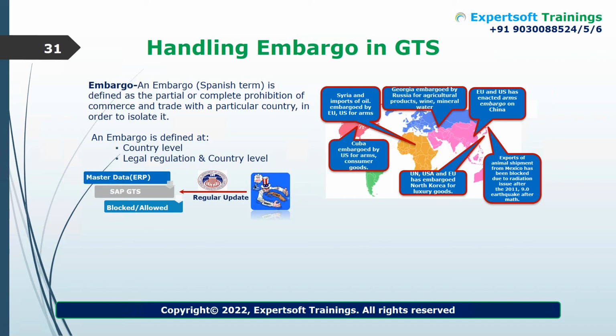Okay, so that is, on the whole, the embargo definition. For example, if you see here, Syria and imports, these are some examples of partial embargoes. Syria imports oil, then embargoed by EU and US for arms. So this is one of the partial ones. Georgia is embargoed by Russia for agricultural products, wine, mineral water. Then you have EU and US, who have enacted an arms embargo on China.